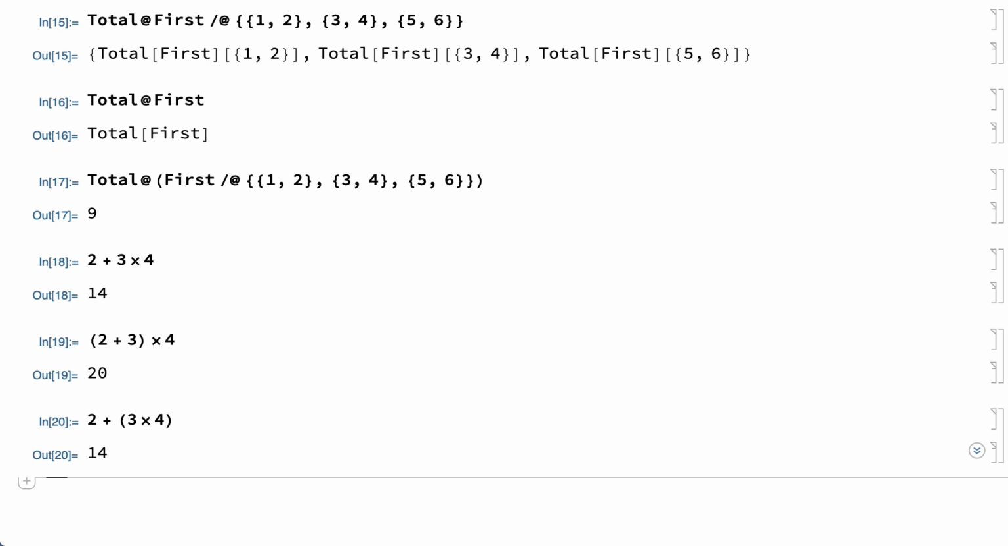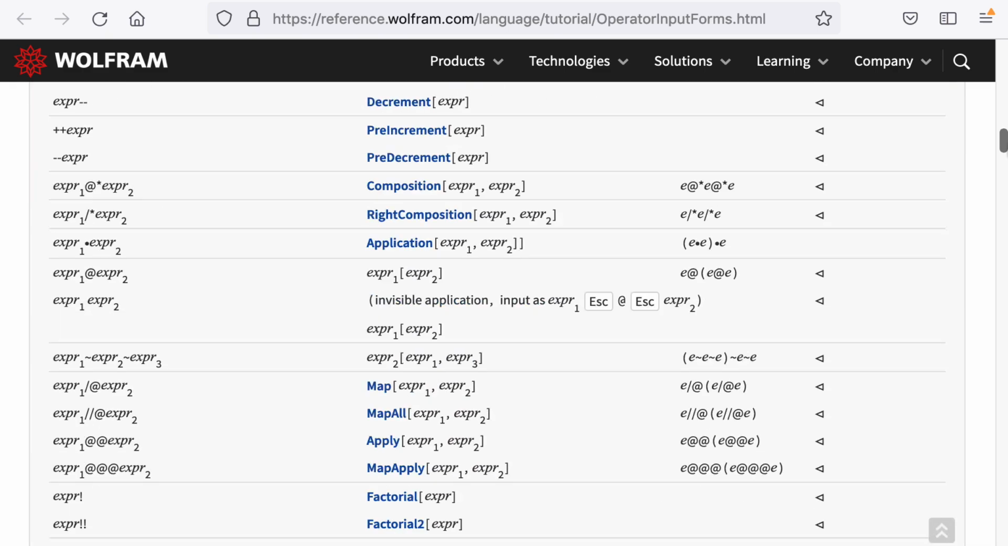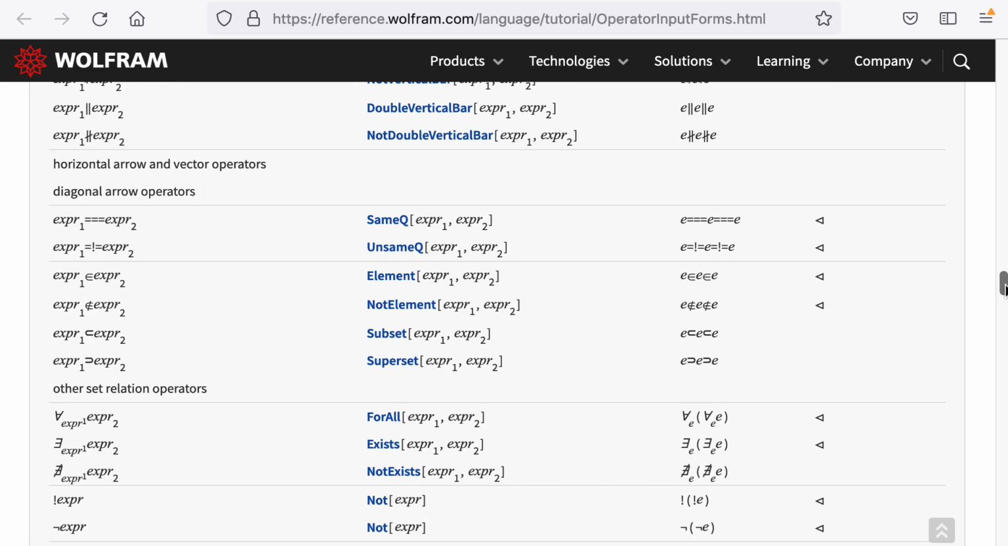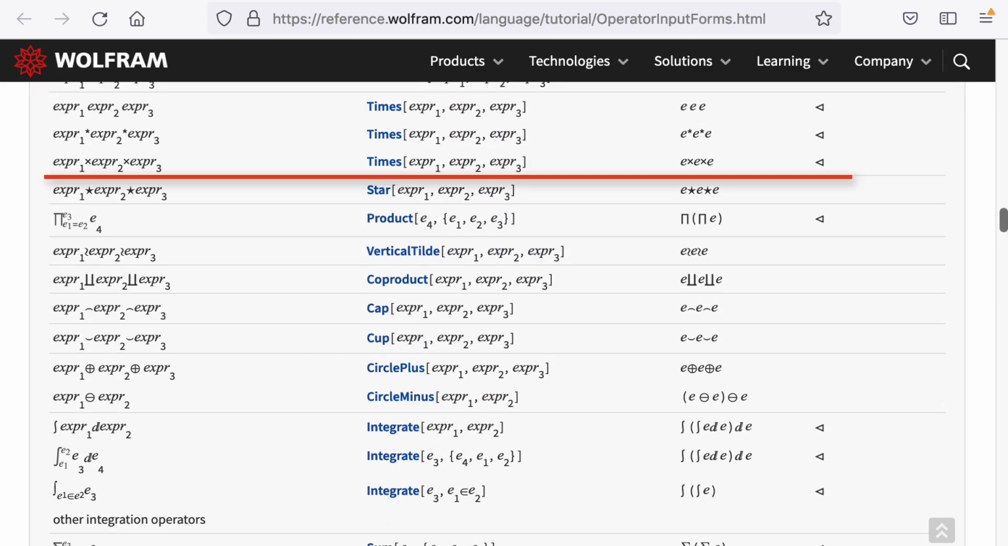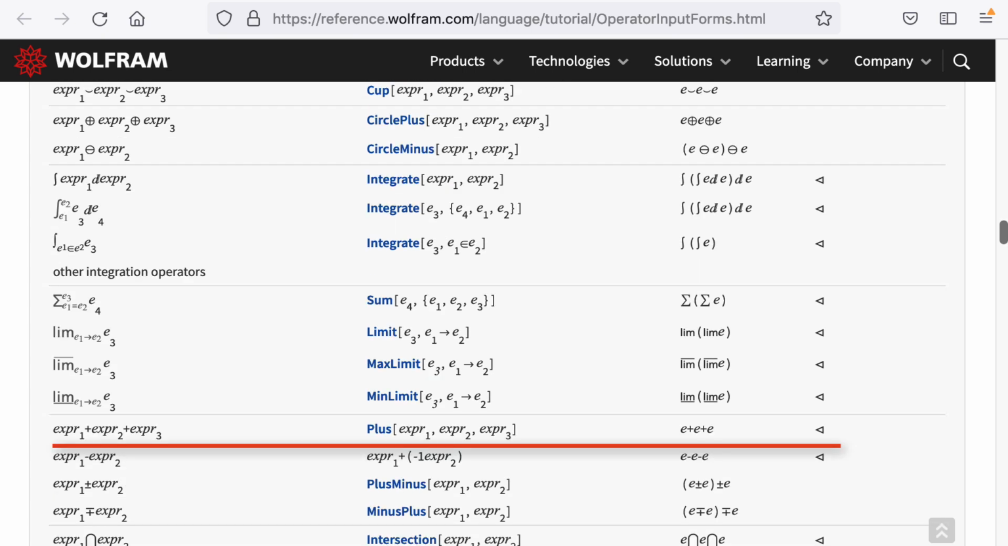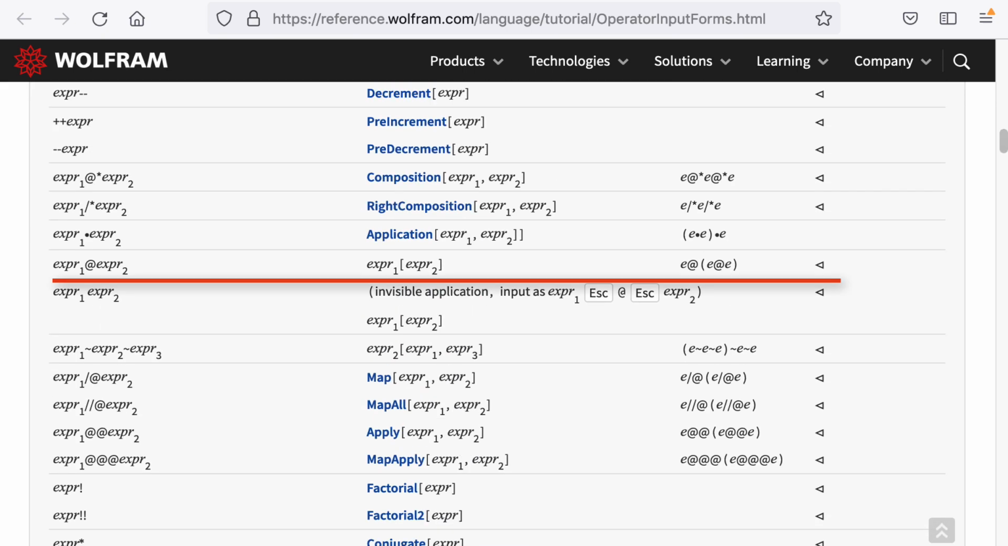In the Wolfram documentation, there's a long list of operators in this page on operator input forms that shows, among other things, the relative precedence of Wolfram language operators. The Wolfram language has lots of operators, so this is a very long list. This list shows the multiplication operator higher on the list than the plus sign, reflecting the fact that multiplication has higher precedence than addition, and the @ sign operator is higher on the list than the /@ operator, reflecting the fact that the @ sign operator has higher precedence than the /@ operator.